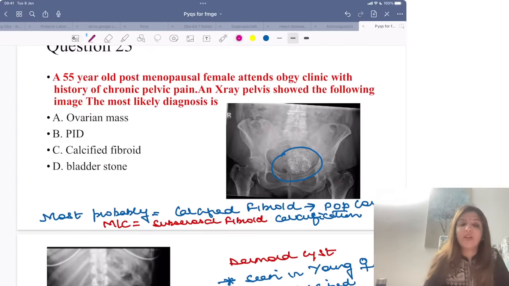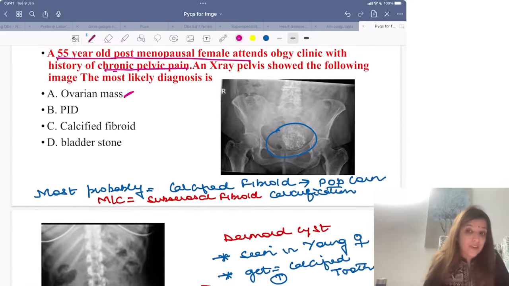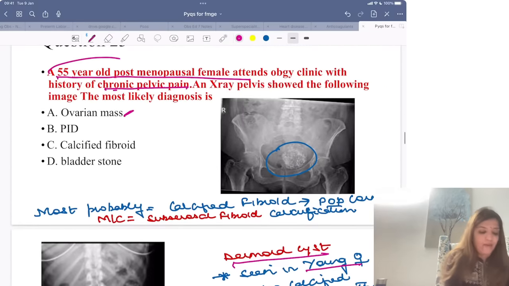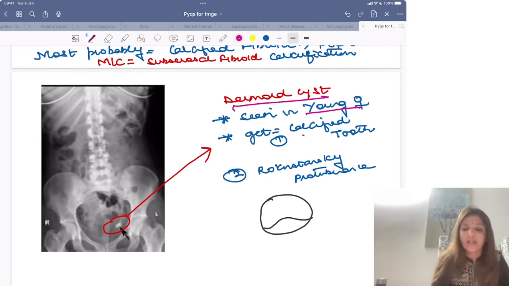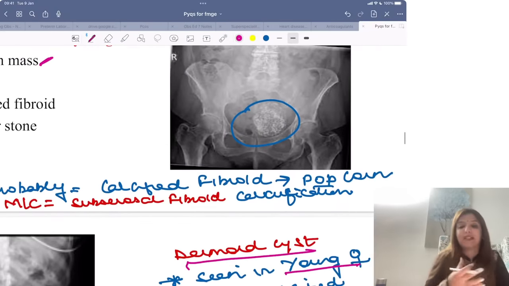Next question. A 55-year-old postmenopausal female attends OBGY clinic and she has history of chronic pelvic pain. X-ray shows the following. Ab X-ray mein hame kya dikh raha hai? Calcification dikh raha hai and a huge calcification is seen. Right? You have to tell me whether it is ovarian mass, PID, calcified fibroid or bladder stone. Please remember ki ovarian mass jisme calcification milta hai, that is a dermoid cyst. Dermoid cyst mein you can get calcification but dermoid cyst is seen in young females. Yahan pe hamein age diya hai 55 year old postmenopausal female. Right? And dermoid cyst mein generally you get a calcified tooth ya hamein rocktansky's protuberance milega calcified. You will not get a big calcification like this.